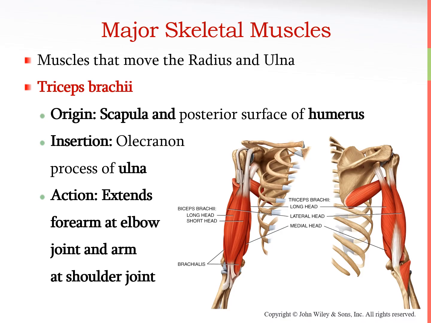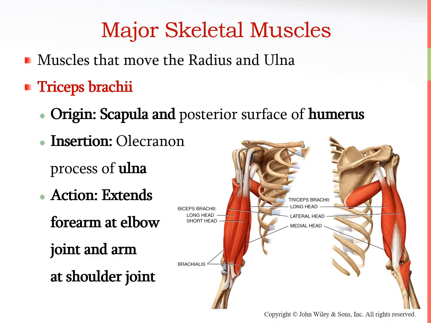The antagonist to the bicep brachii and brachialis is the triceps brachii muscle, or this muscle is the agonist of arm and elbow extension. So the origins here are the scapula, and one of the muscle heads also inserts into the proximal humerus. The insertion is in the olecranon of the ulna. So remember, that's the prominence that forms the tip of your elbow.